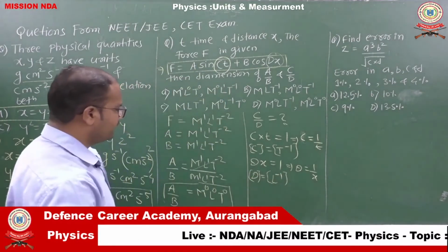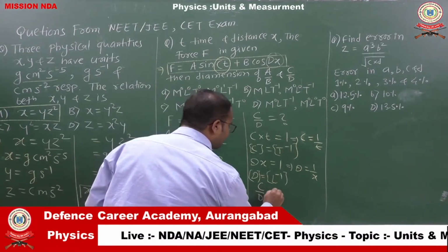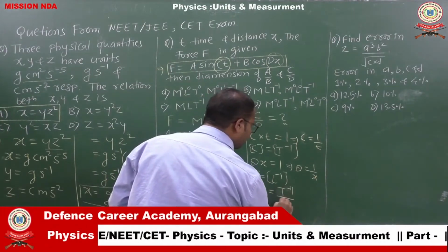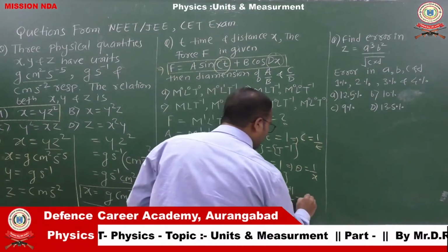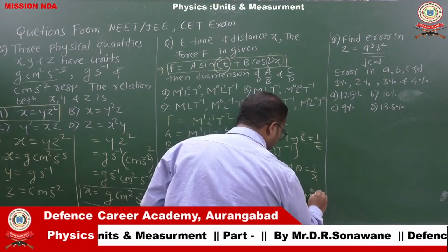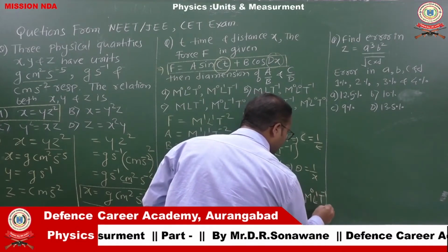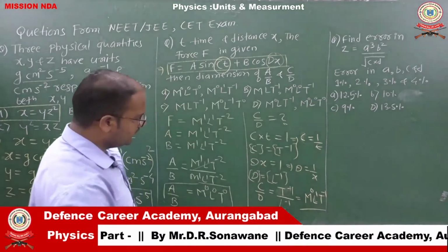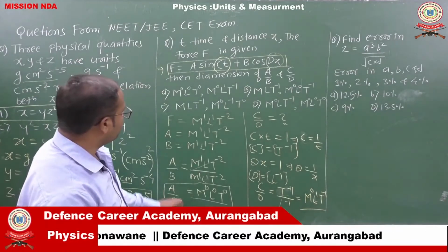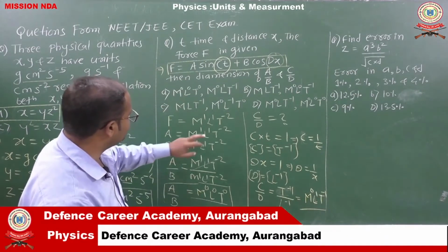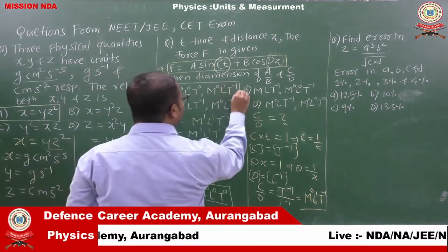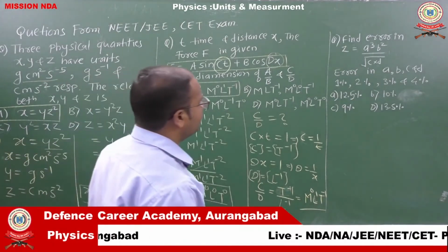So if we take the ratio of C by D, we will get L to the power minus 1, T to the power minus 1 upon L to the power minus 1. So we can write it as M0 L to the power plus 1 and T to the power minus 1. This is the value of C by D. We check the options: M0 L0 T0 is the first option, then M0 L1 T to the power minus 1. This option satisfies the conditions, so the answer is option A, right?